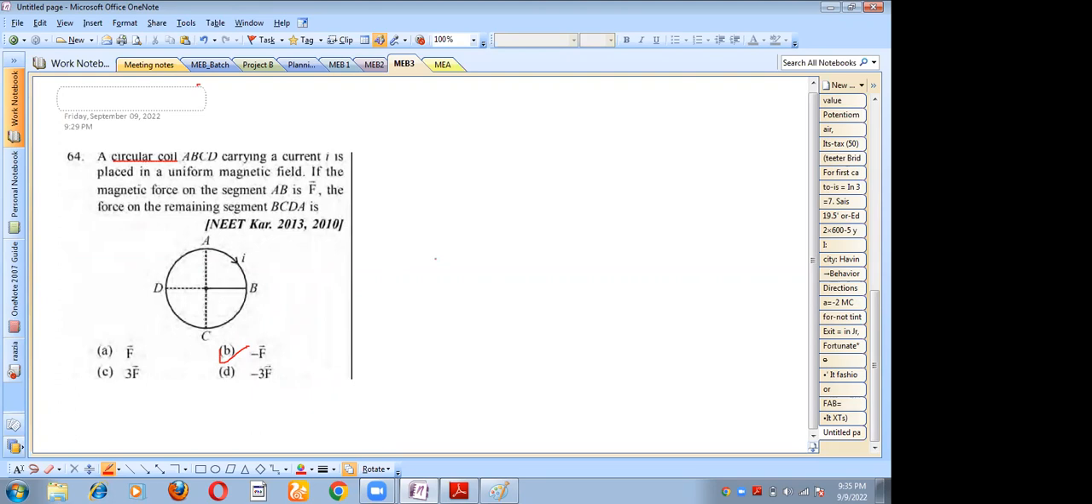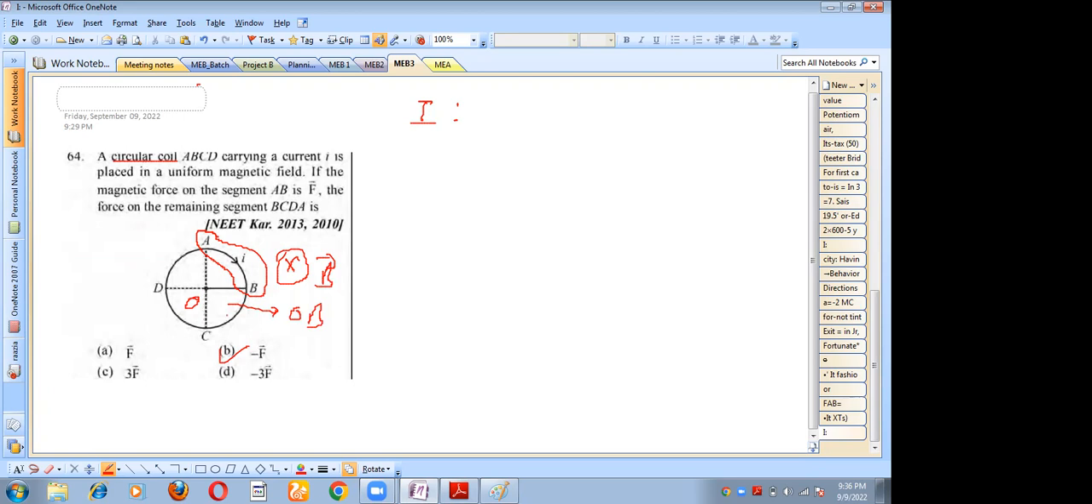Here we can solve it by two methods. So let us see both the methods. Let us see the first method. What Krishna is saying is that, if you see here, suppose the magnetic field is in inward direction. So to find the force on the wire AB, we have to take the displacement length. Suppose the center is O. So in that case, our displacement length will be OB, right?